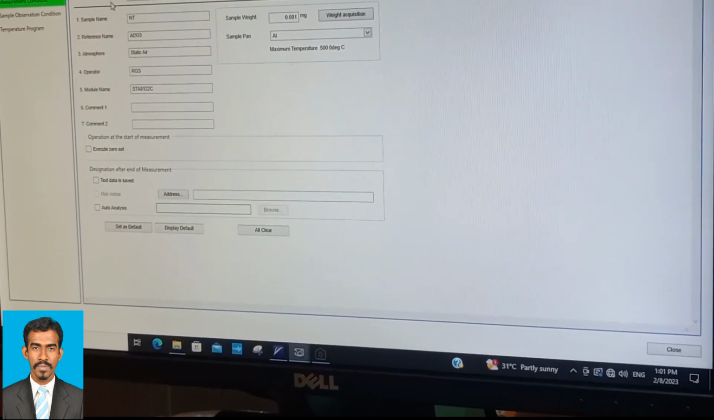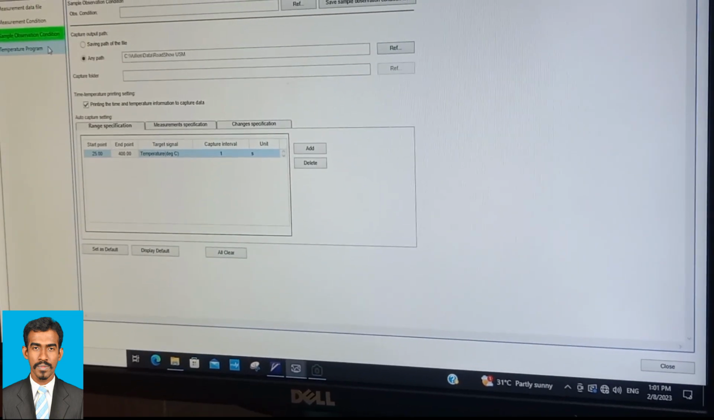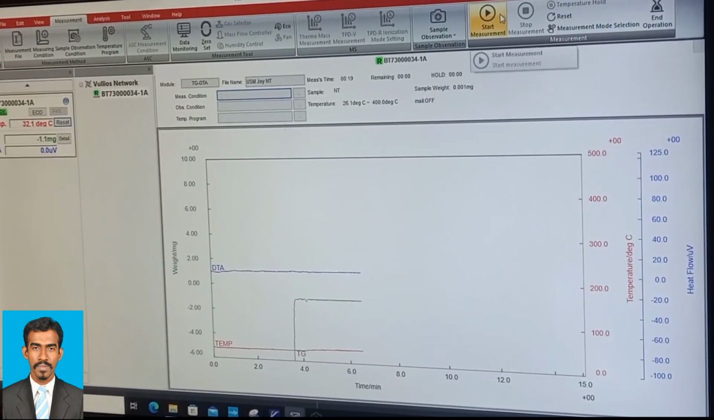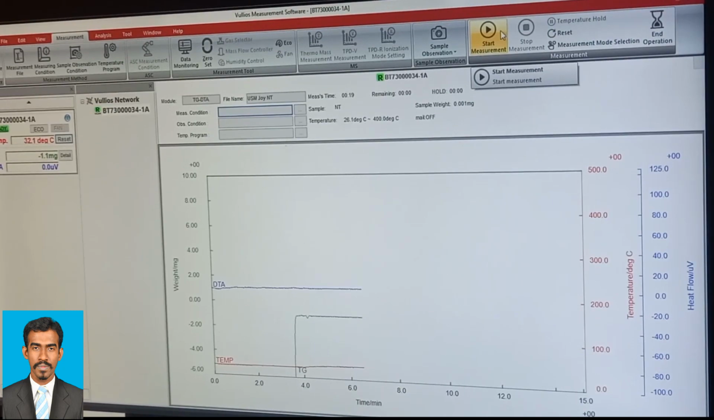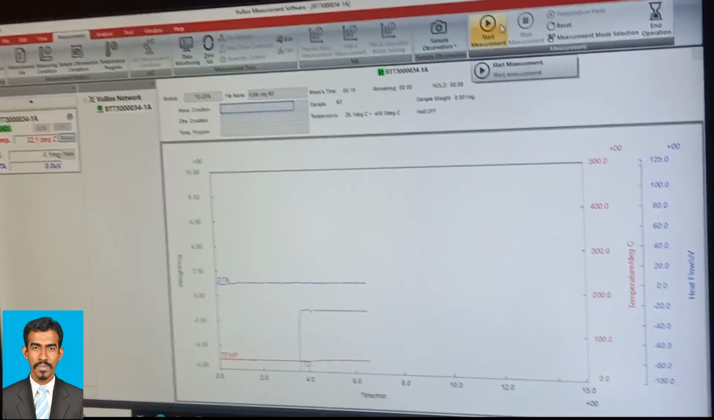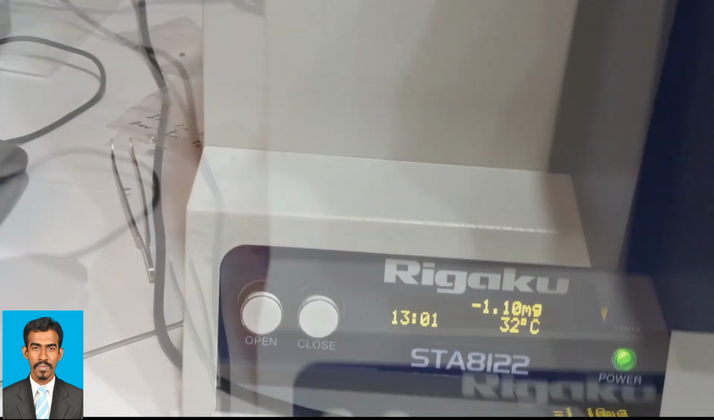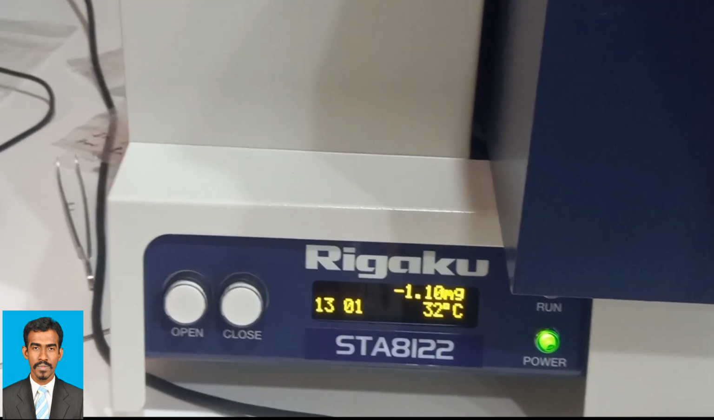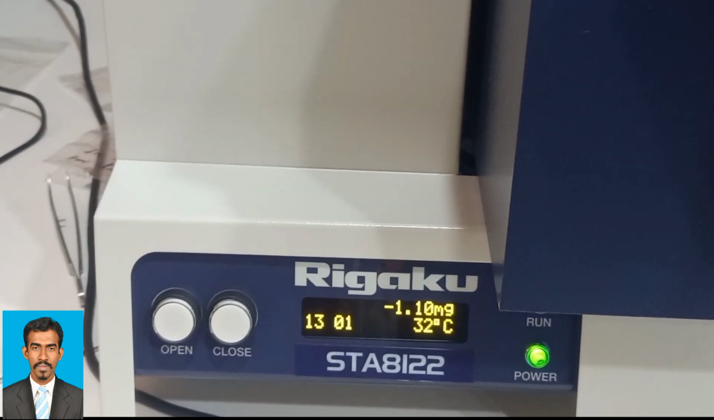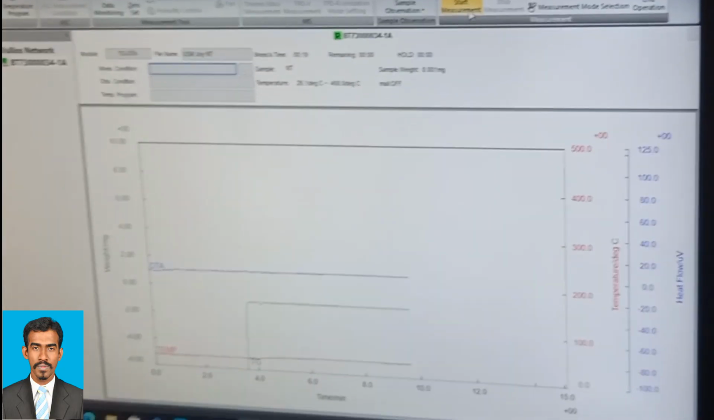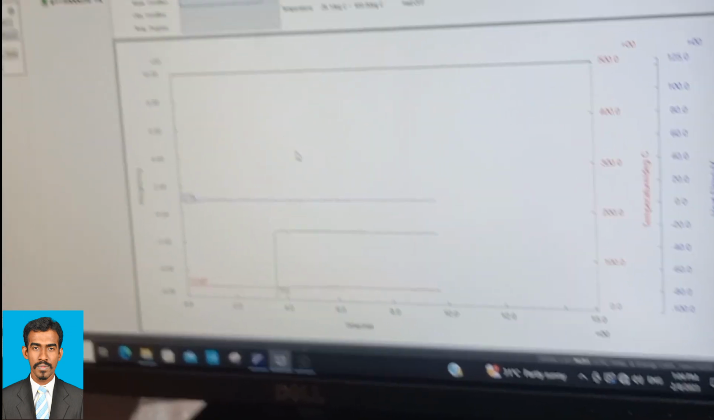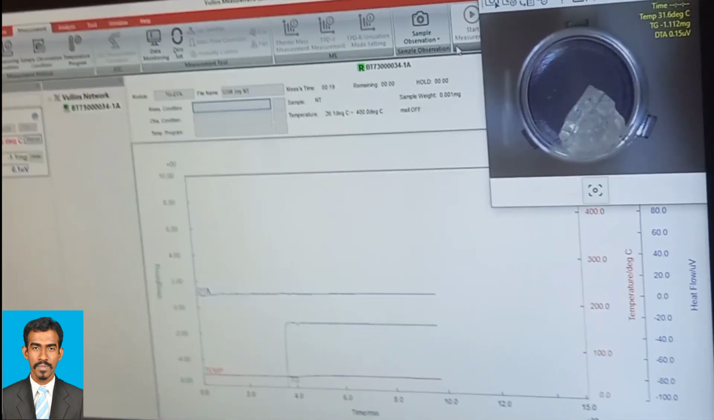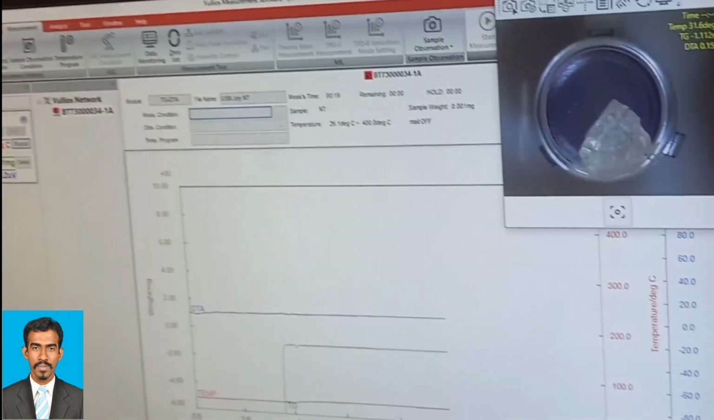We can hold the temperature at a predefined temperature if we want to study the changes or reactions which occur at that particular temperature. But in this case, we don't want that, so we are not going to click hold. During the TG-DTA analysis, the instrument continuously records the weight change of the sample and the temperature difference between the sample and the reference pans. This data is used to generate TG and DTA curves, and then we start the test. Then by selecting this icon, we can have real-time observation of the sample, what's happening inside the chamber.